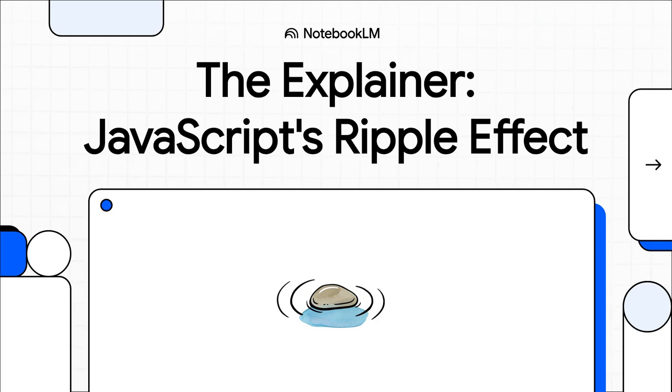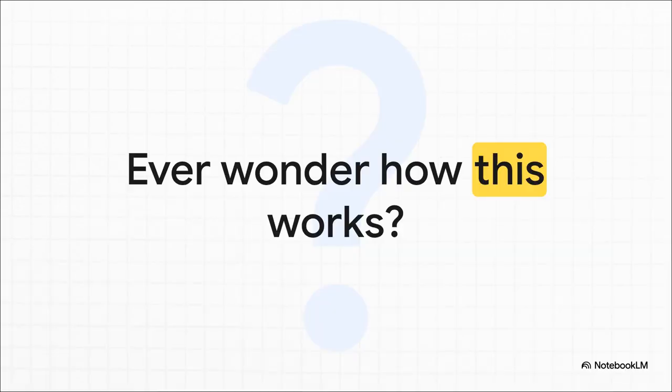Today, we're going to break down one of those really satisfying little details you see all over the web, that cool ripple effect when you click a button. You know the one. It feels so slick and responsive, but how does it actually work? Let's get into it. Seriously, think about it. You've clicked a million of these. A perfect little circle just explodes out from the exact spot your mouse hits. It's such a tiny thing, but it makes the whole experience feel so much more modern and alive. So the big question is, how in the world does the button know exactly where you clicked inside of it?